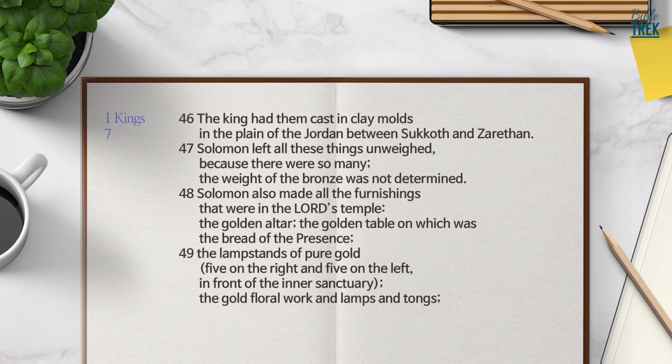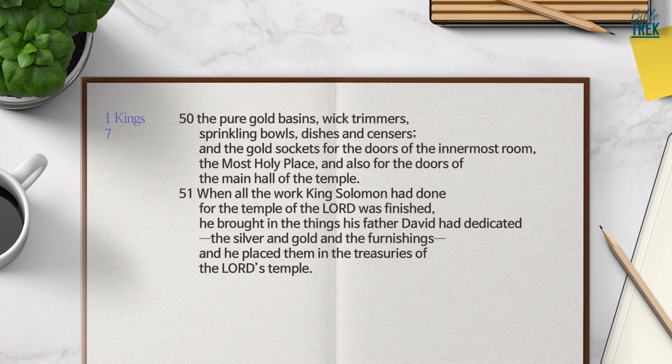Solomon also made all the furnishings that were in the Lord's temple: the golden altar, the golden table on which was the bread of the presence, the lampstands of pure gold, 5 on the right and 5 on the left in front of the inner sanctuary, the gold floral work, and lamps and tongs, the pure gold basins, wick trimmers, sprinkling bowls, dishes and censers, and the gold sockets for the door of the innermost room, the most holy place, and also for the doors of the main hall of the temple.